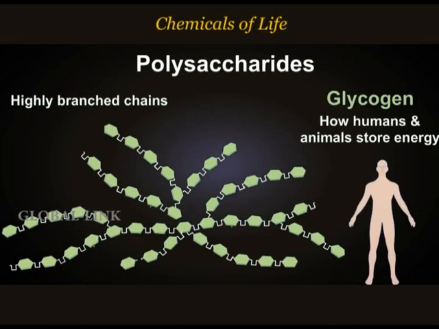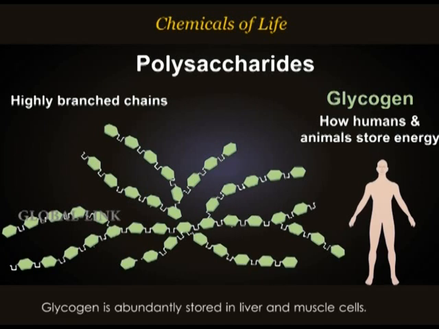Animals differ from plants in that they store food in the form of glycogen, which is a highly branched polysaccharide which can be broken down easily to supply energy to tissues. Glycogen is abundant in liver and muscle cells.